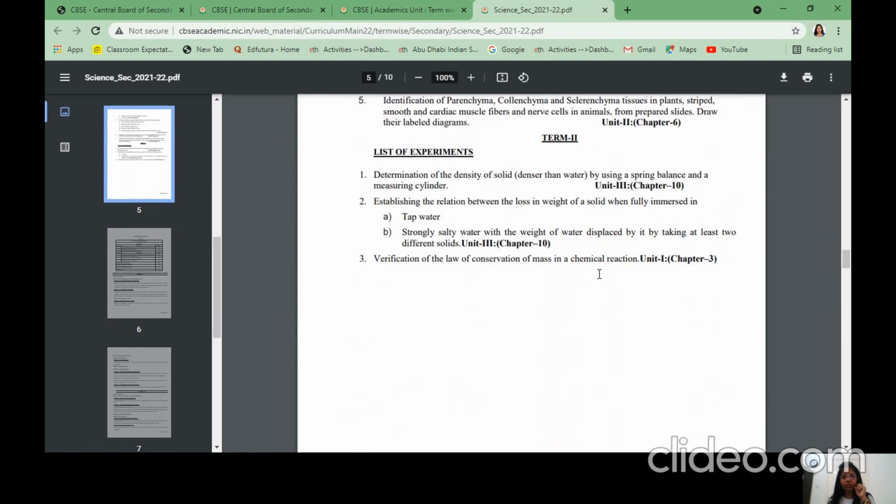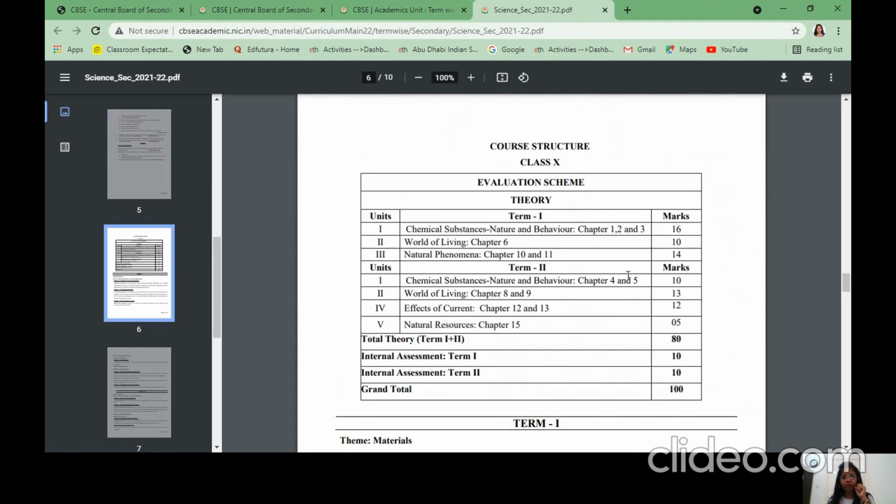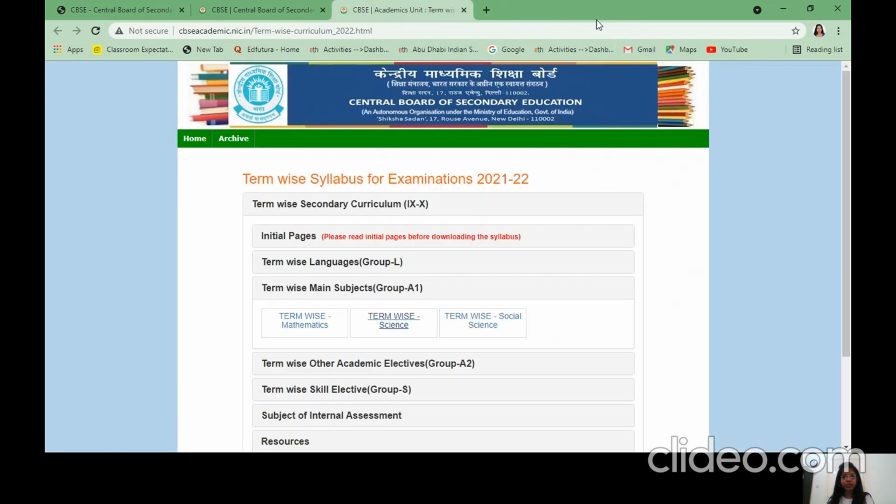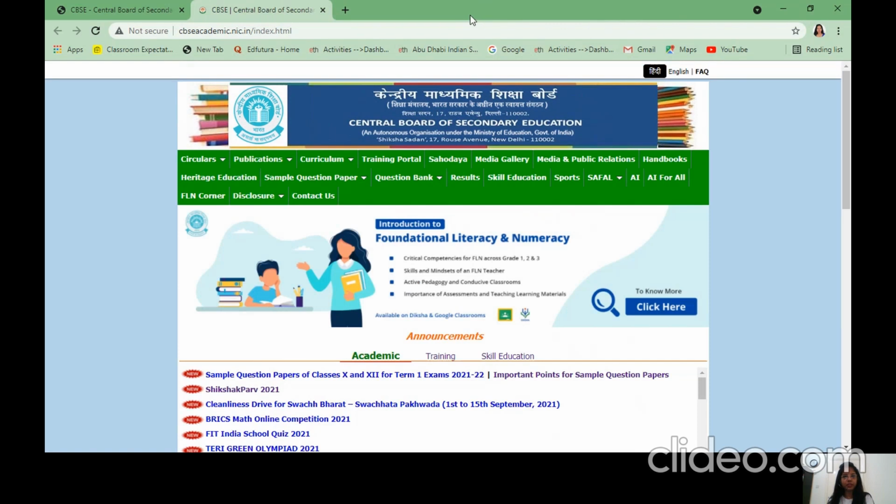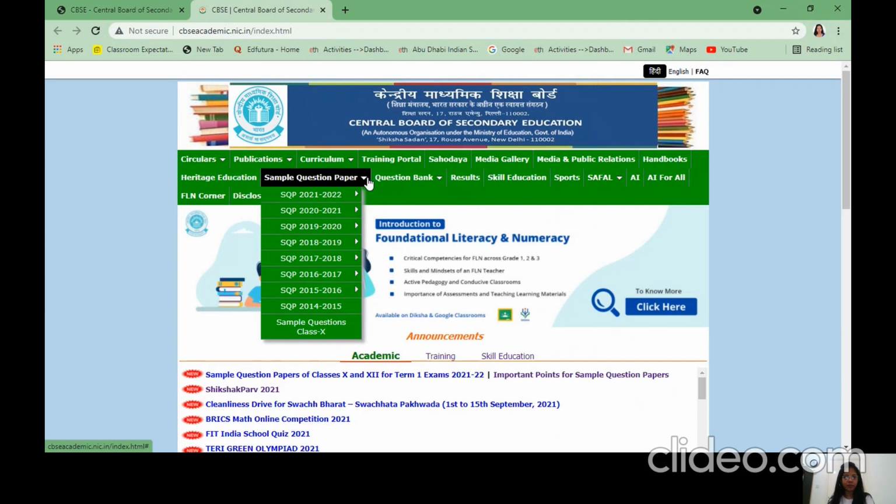Okay, so this is the curriculum for term 1. So total 40 marks. Now we are done with the curriculum. So let us go where the sample paper is uploaded. Now we can see here in the CBSE website, sample question paper is given. Sample question paper 21-22 for class 10.